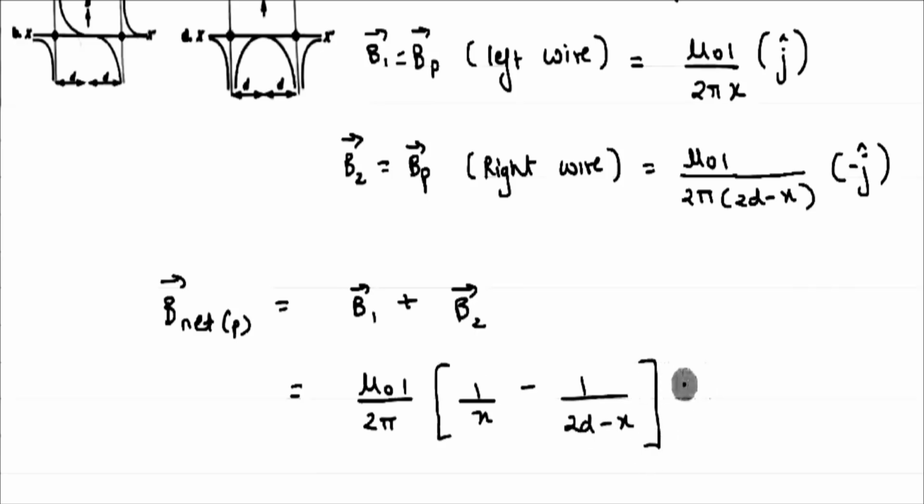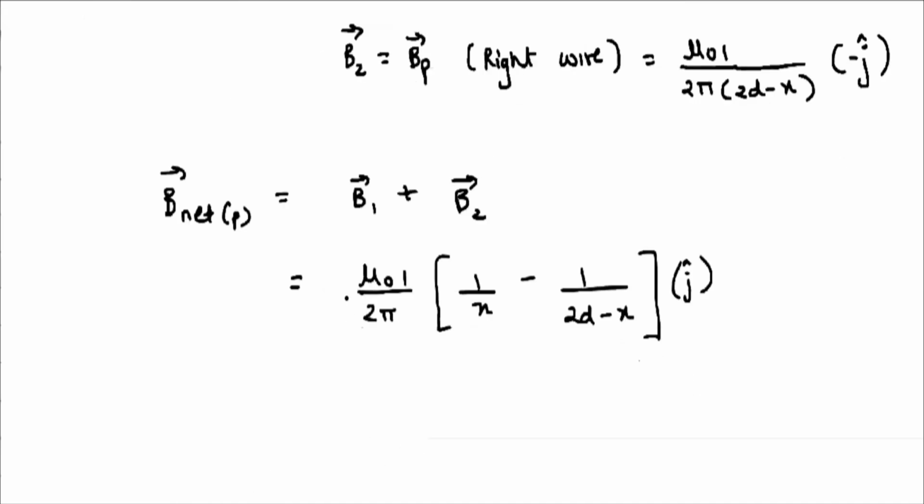And here it is j cap. So this is the general magnetic field at point P. We have deduced the general equation for the magnetic field at point P. So let's say this is our equation number 1.